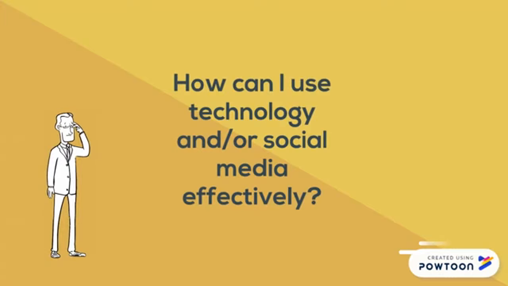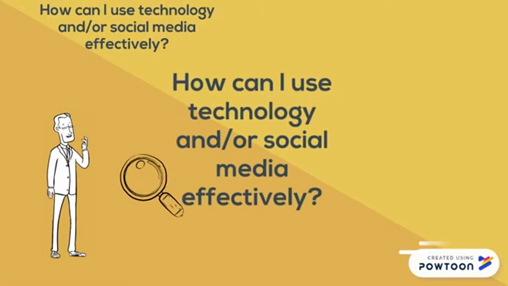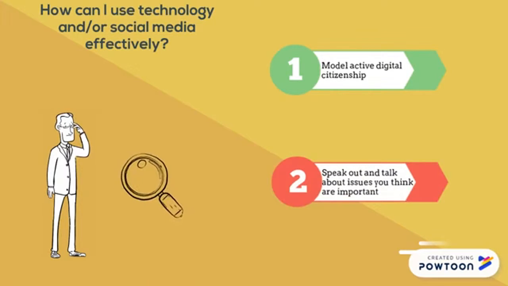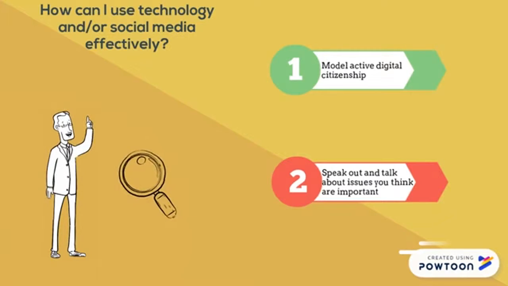This leads us to the last point, which is less of an argument and more of a small guide. How can you use technology and/or social media more effectively? First off, you can model active digital citizenship and digital literacy. If you take the time to properly use these online avenues, your students will be apt to model you. It is up to you to make sure you know how to properly use technology and social media so that your students can know how to properly use it as well. It is also extremely important to speak out and talk about issues you think are important. Like I said before, sharing and getting involved is key.